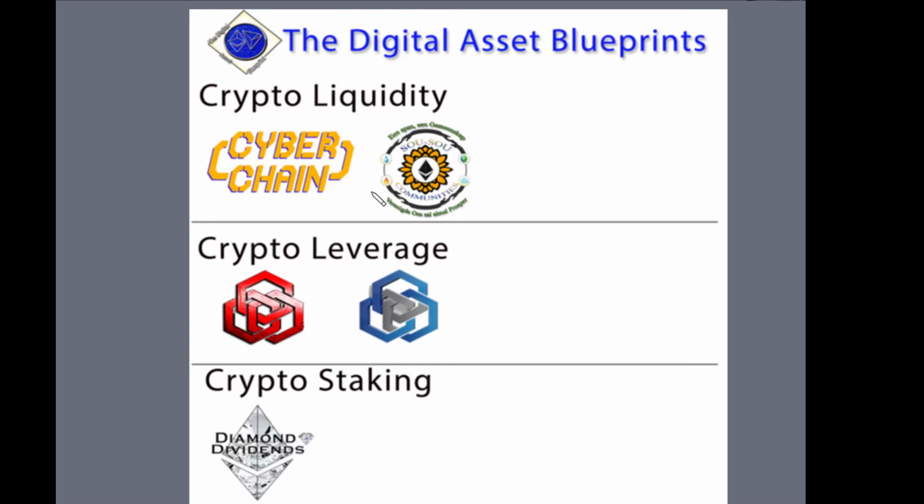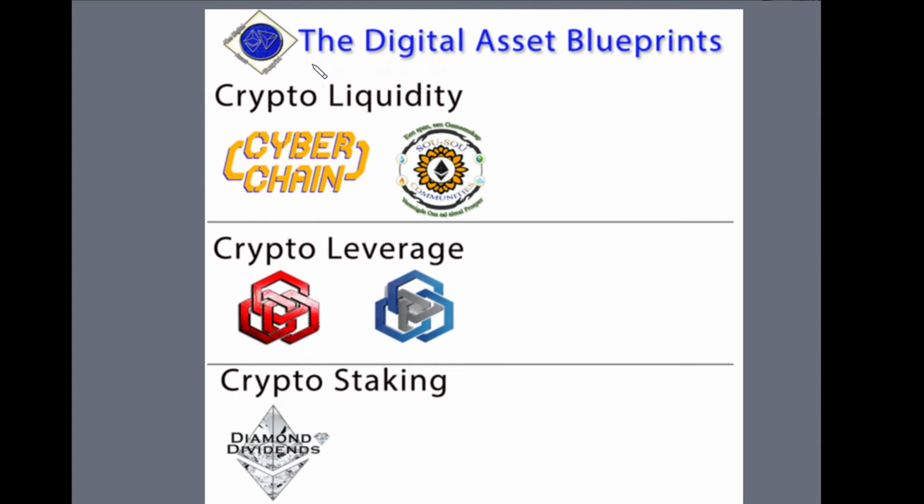But many have a question of, what contract do I start out with first? And again, what's the purpose? So just understand this. Look at these blueprints in three categories. You have crypto liquidity, you have crypto leverage, and you have crypto staking.